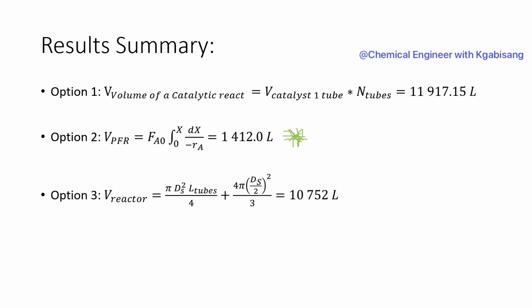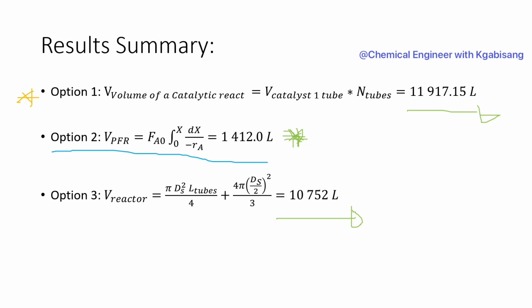By looking at everything here, for option 2, we got the smallest reactor volume at only 1,412 liters, versus option 1, which gave us 11,000 liters, and option 2, which gave us 10,000 liters. One might want to really look into the second equation and see where we went wrong. But overall, there are really many ways, guys, to calculate the volume of your reactor. I really hope this information can be helpful in calculating the volume of your reactor.